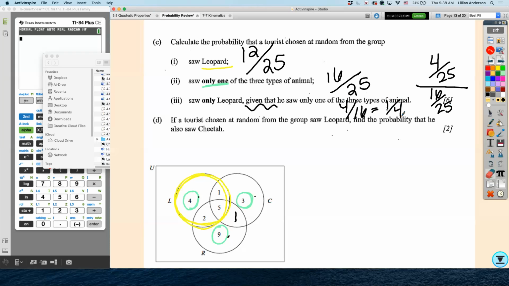Very good. Now this one here, the one that I've written right here, actually uses the full formula of the probability of the intersection divided by the probability of the condition. But you can also just look at it and say, well, there's 16 of them, 4 out of 16. That works too. If a tourist is chosen at random from the group that saw leopard, how many saw leopard?